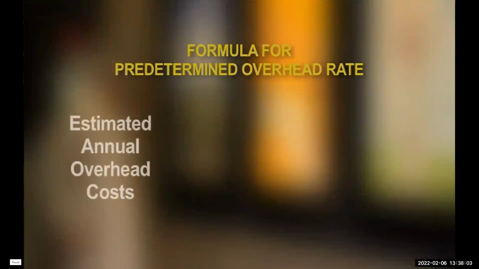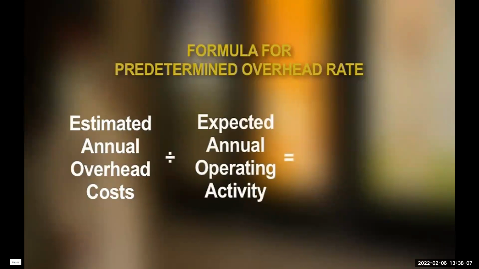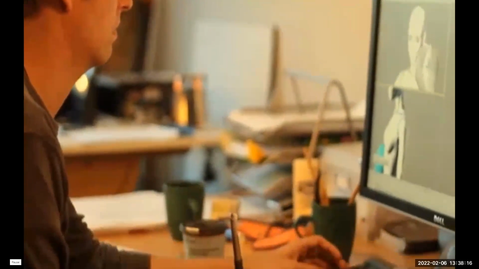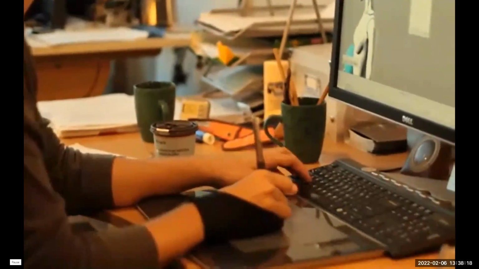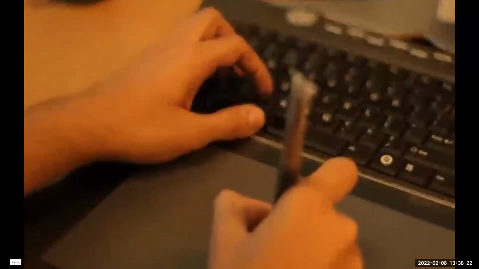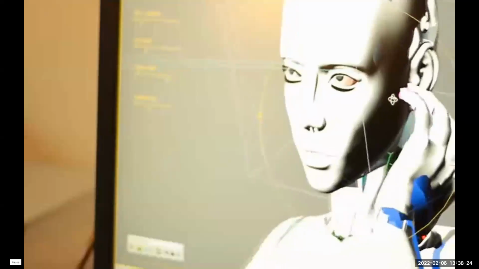The formula for a predetermined overhead rate is as follows: estimated annual overhead costs divided by expected annual operating activity equals predetermined overhead rate. Overhead relates to production operations as a whole. To know what the whole is, the logical thing is to wait until the end of the year's operations. At that time, the studio knows all of its costs for the period.